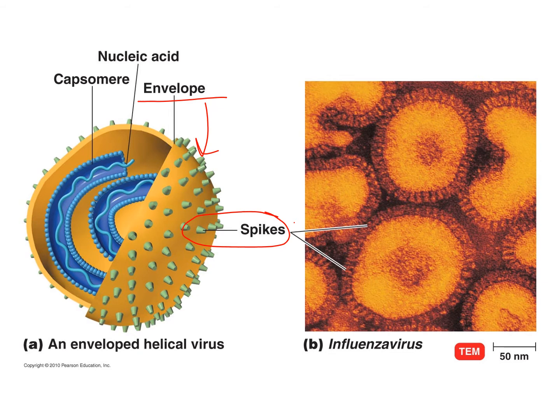These are protein spikes that were encoded by genes on the virus. So when an enveloped virus is going to attach to a host cell, it will use these spikes to bind to receptors on the host cell.